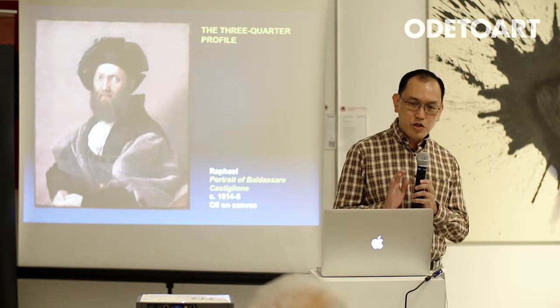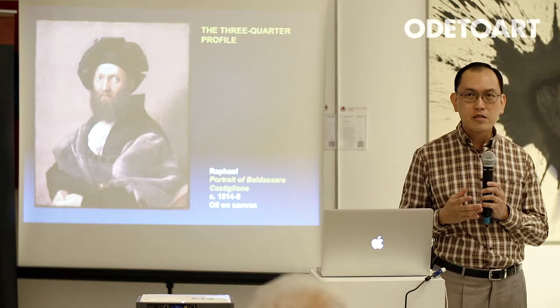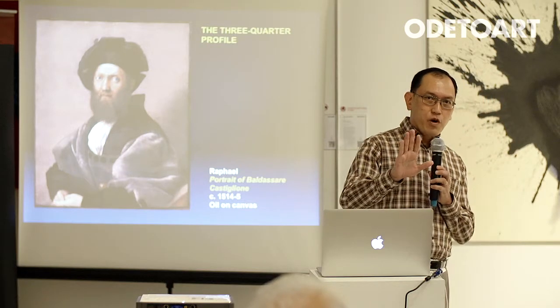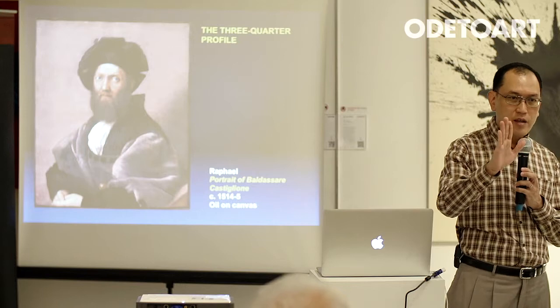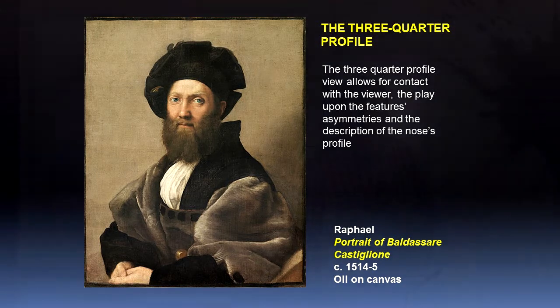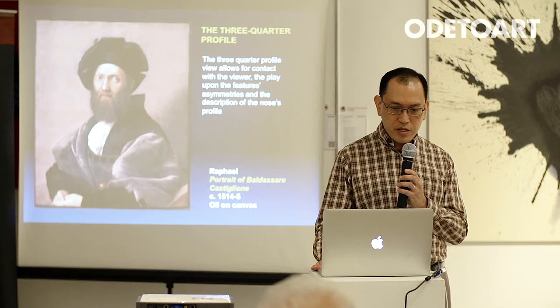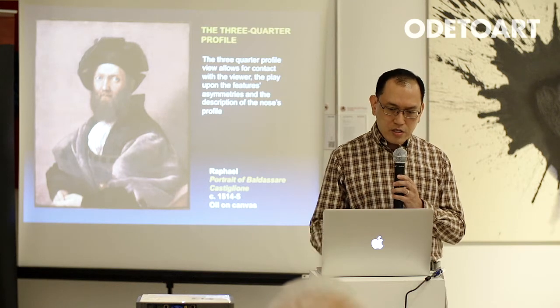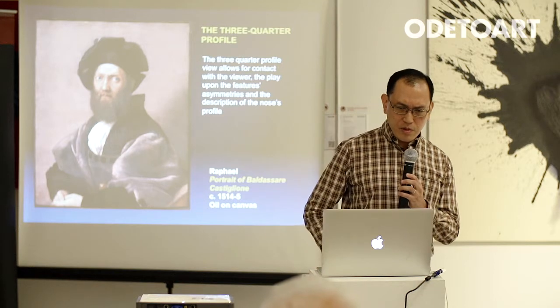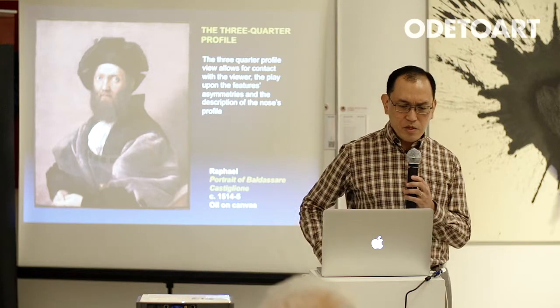The three-quarter profile view is one of the most challenging formats for the artist to paint, because here is a combination of both the profile view and the full frontal view. And it allows for contact with the viewer, the play upon the features' asymmetries and the description of the nose profile. Now, this is a portrait by Raphael of Castiglione, who was a courtier.